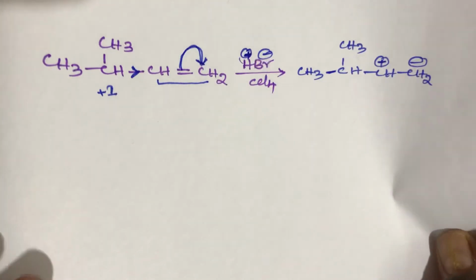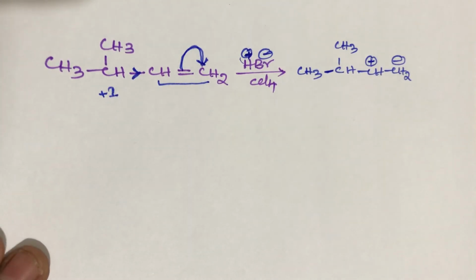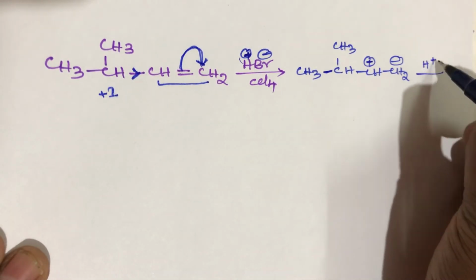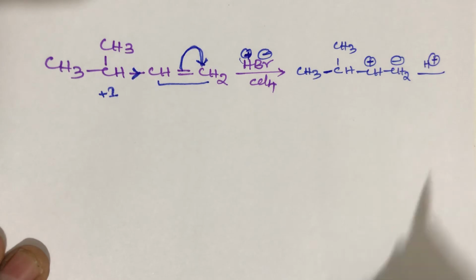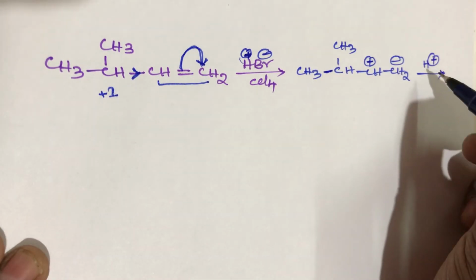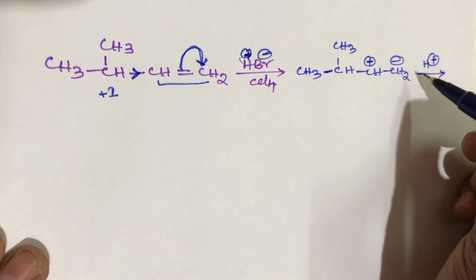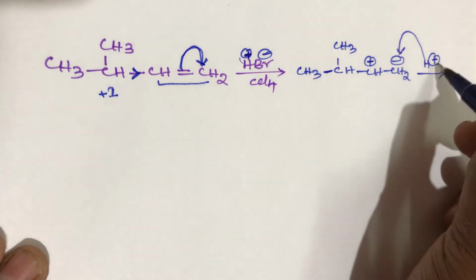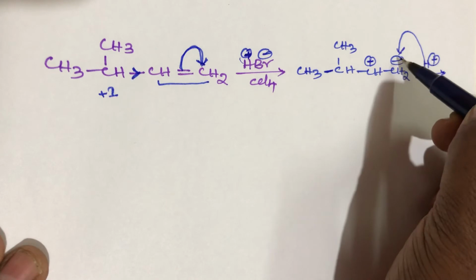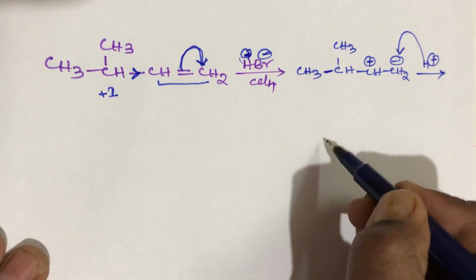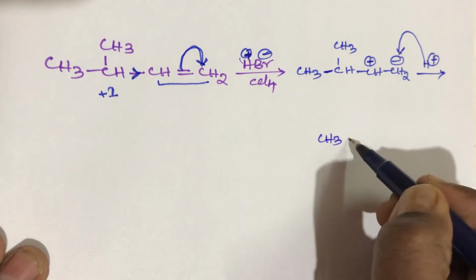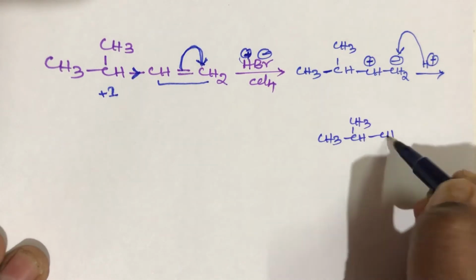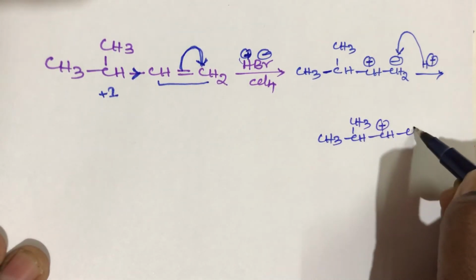Now, in the next step, what do we do here? In the next step, there is the electrophile. What is the electrophile? That is H plus. This H plus is called the electrophile. This electrophile will always attack the negatively charged species. So here the intermediate product is CH3, CH3, then CH plus, then CH3.